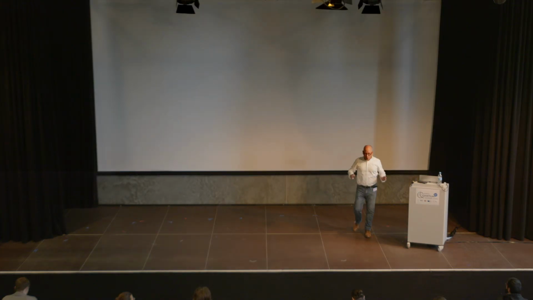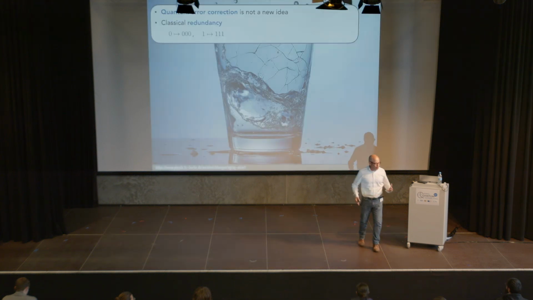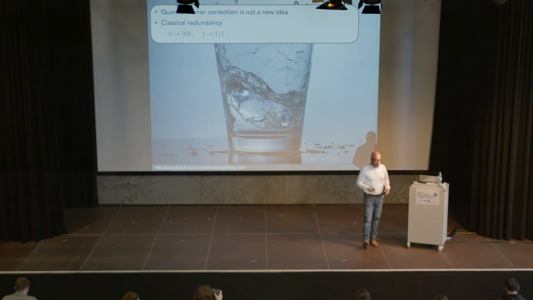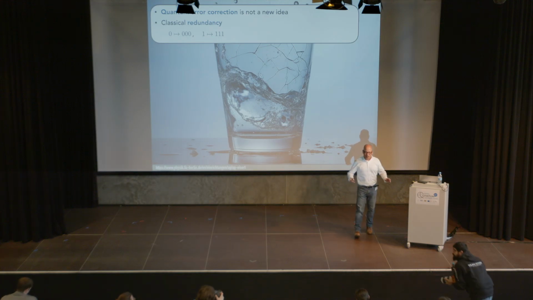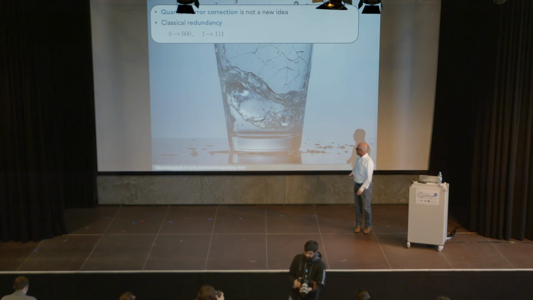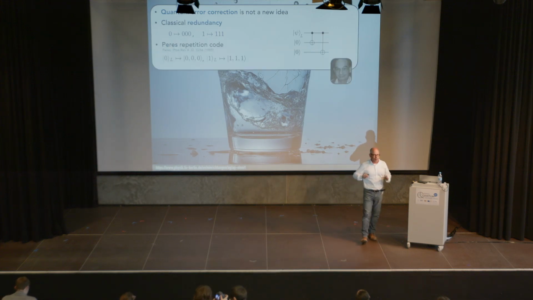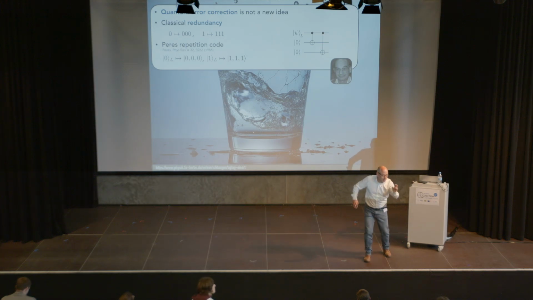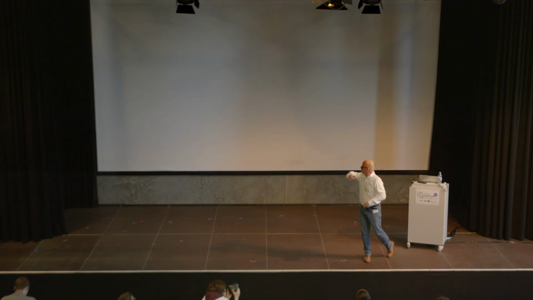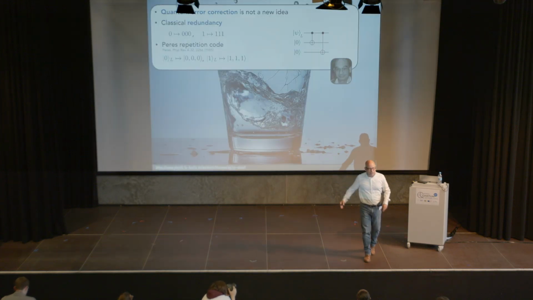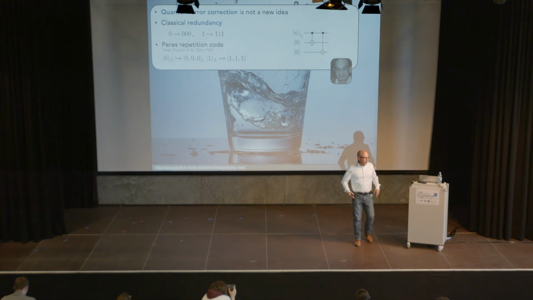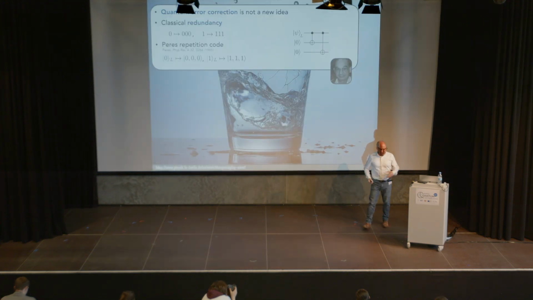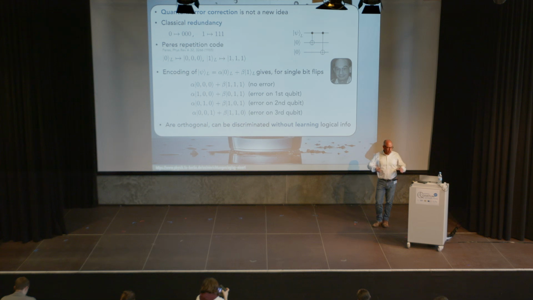The same idea doesn't work quite in the quantum world because quantum information cannot be copied by virtue of the no-cloning theorem. But what is possible, and that's a genius insight from Asher Peres from the mid-80s, is that you can do this on the level of the basis vectors of the Hilbert space and encode 0 into 000 and 1 into 111.